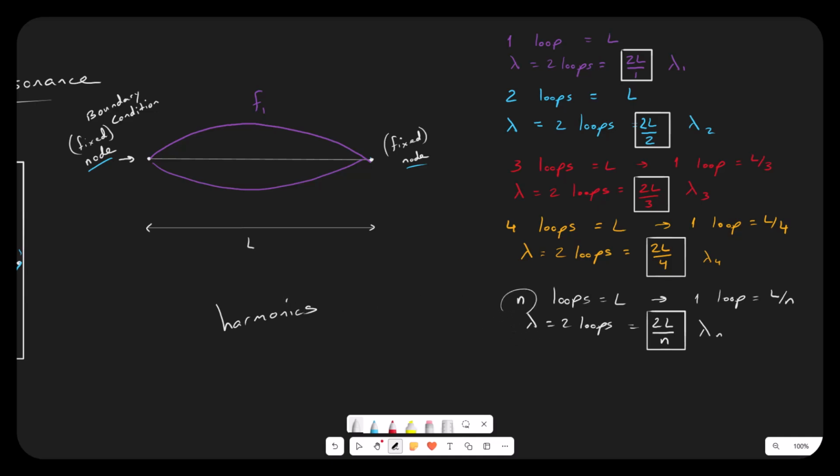N is called my harmonic index. So when I'm looking at n equals 4, I'm looking at my 4th harmonic. N equals 32 is my 32nd harmonic. That's all I'm looking at with that.